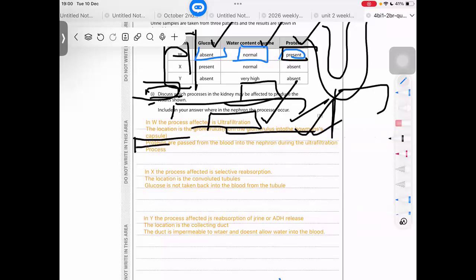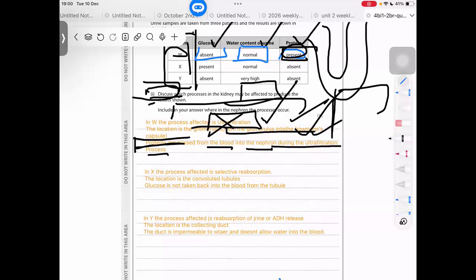So make sure that you write proteins are passed from the blood into the nephron during the ultrafiltration process. That's why if ultrafiltration did not take place, you can see proteins in the urine of that patient, right? Did you understand that? Yes, miss.